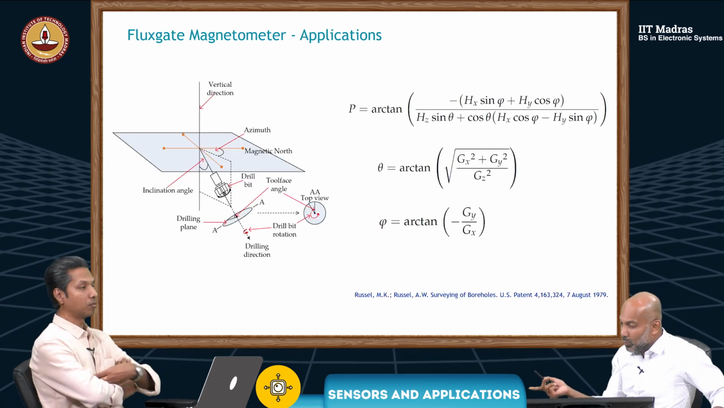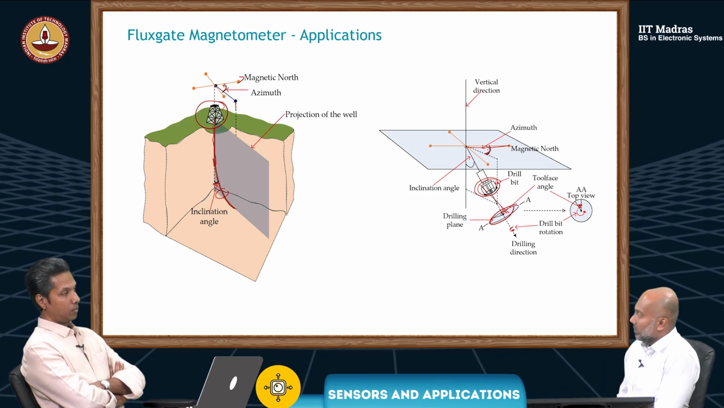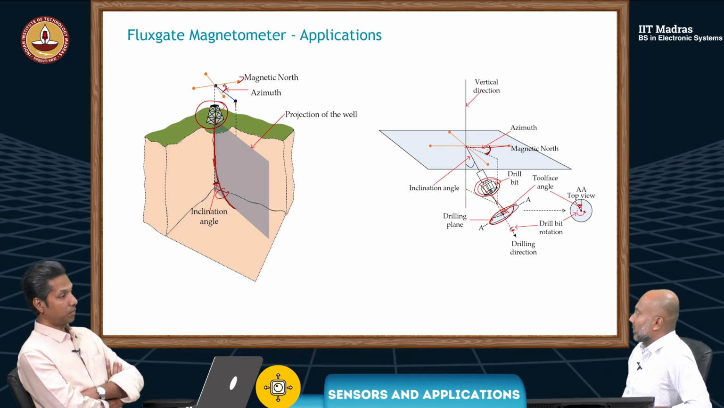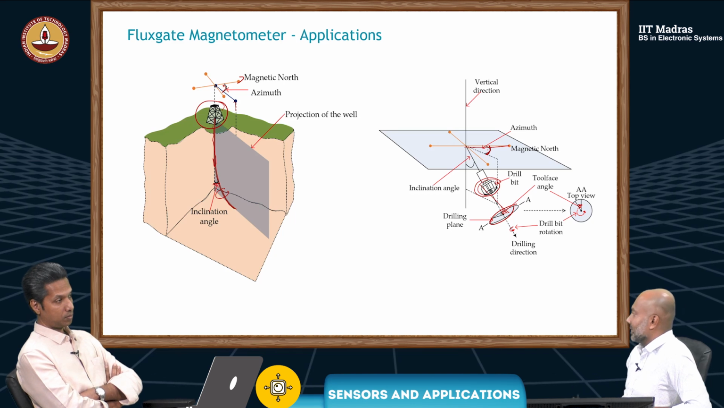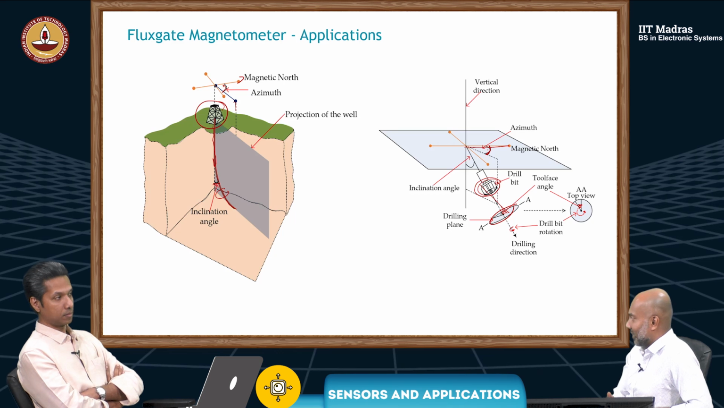And why do we use a fluxgate? Why not a search coil in this case? Because you want to measure the Earth's magnetic field as DC. So in this case, you cannot use a search coil. You have to use a fluxgate magnetometer.